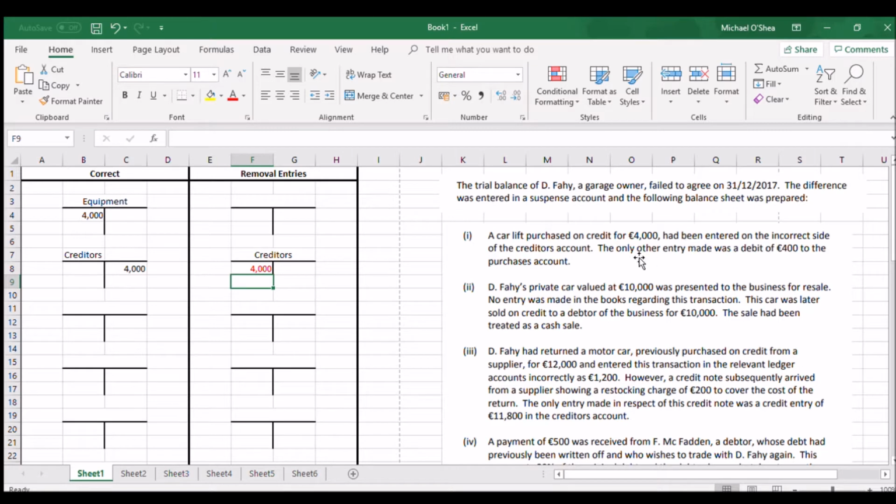What else did they do? The only other entry made was a debit of 400 to the purchases account. So the other thing they did was purchases, and they debited 400. So again, they did it already, 400. I'm going to show that in red. How do I cancel both these figures? I just put them on the opposite side. I just cancel exactly what they've already done. 4,000 going in here on the credit side. I'm basically just cancelling their entry. Suspense: I'm going to take those two figures here in black and transfer them onto the opposite side of the suspense account, and therefore I am balancing both sides.